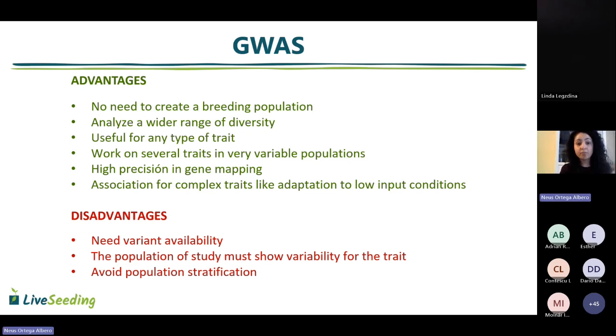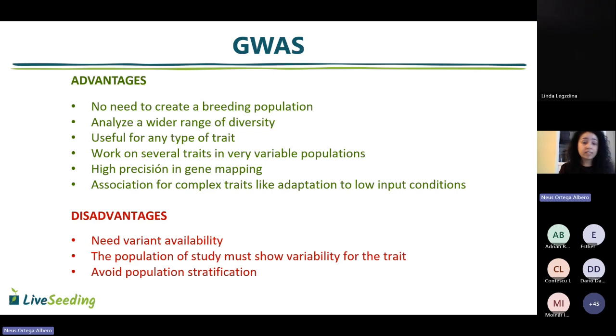And we can obtain high precision in the gene mapping for genomic studies. We can also associate complex traits like adaptation to different agroclimatic conditions, low input conditions, adaptation to organic breeding conditions, and very complex traits like tolerance to stresses, that have been impossible to associate with other technologies.